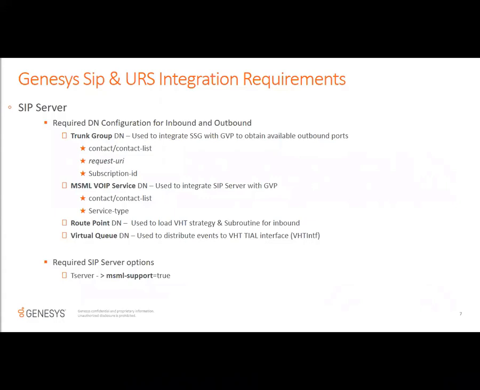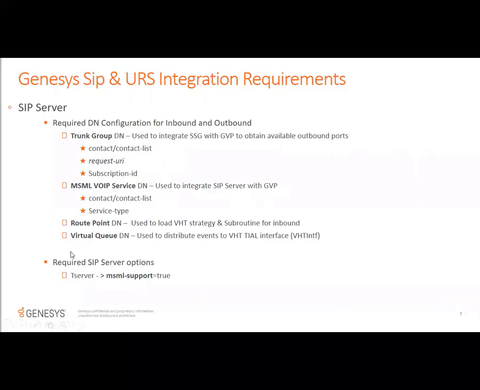And other key DNs are the route point DN. That's where you will load your strategy, which also has the VirtualHold subroutine embedded, and the virtual queues, which is how the VirtualHold tile interface registers with Genesys so that it can receive attached data distribution.